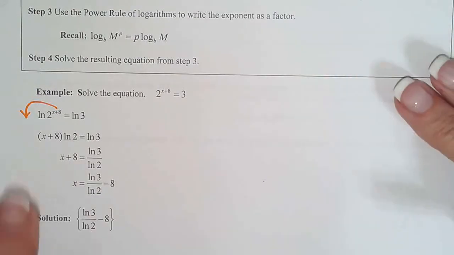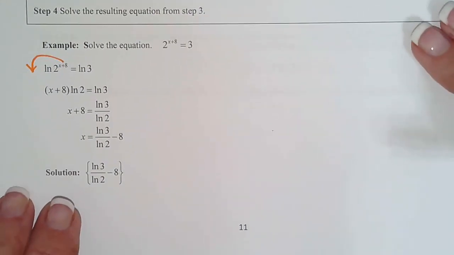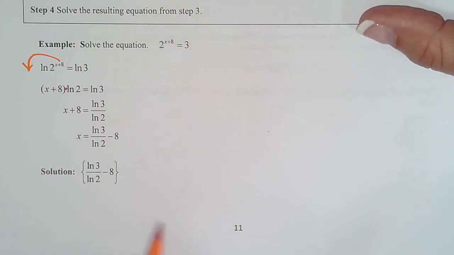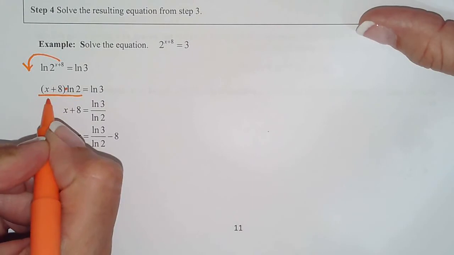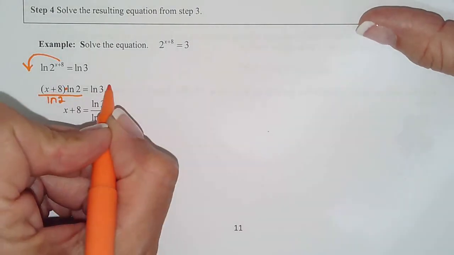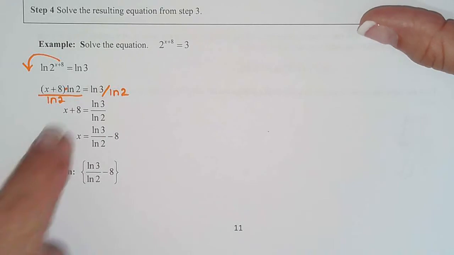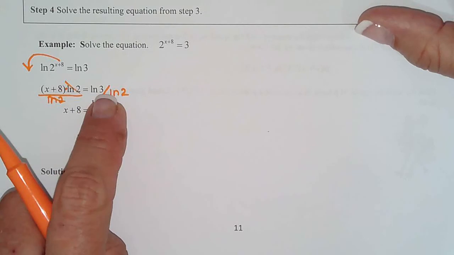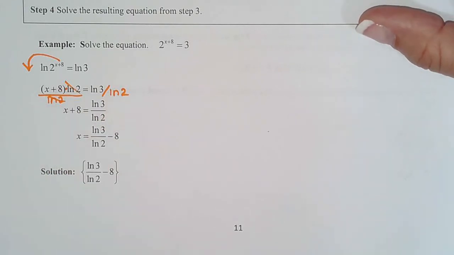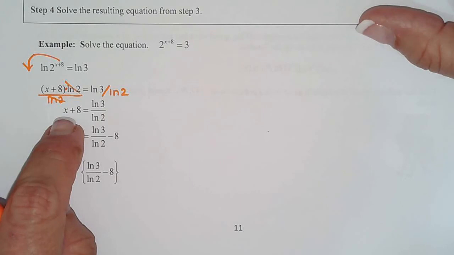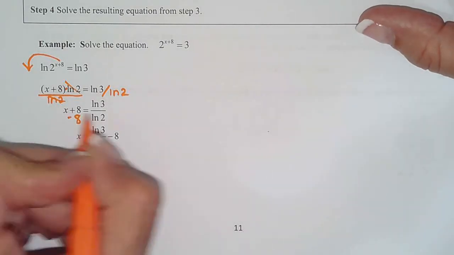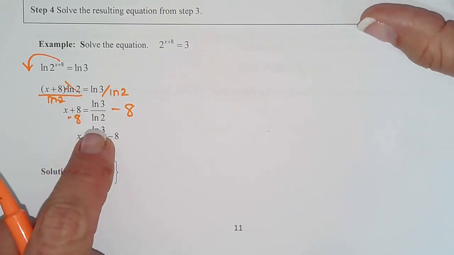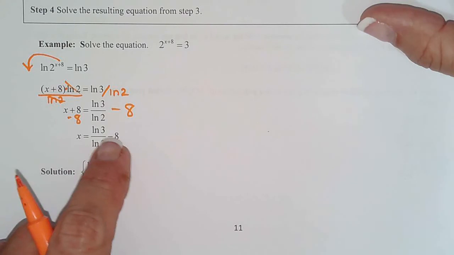So keep in mind what solve means. Solve means get x alone. Solve for x. So at this point I can go, oh, well, this is times. I can divide both sides by natural log of 2 and start working on getting that x alone. So when I divide both sides by natural log of 2, I get x plus 8 equals natural log of 3 divided by natural log of 2. One more step to get x alone. Subtract 8, subtract 8. So x equals natural log of 3 divided by natural log of 2 minus 8.